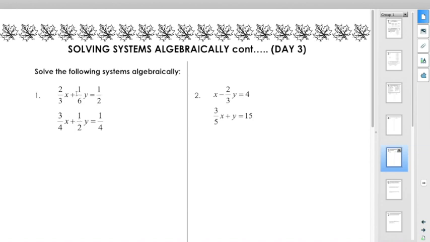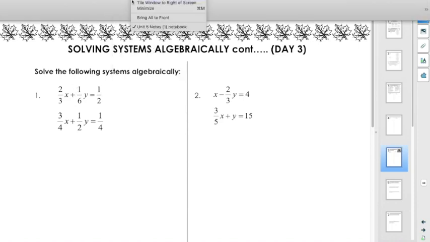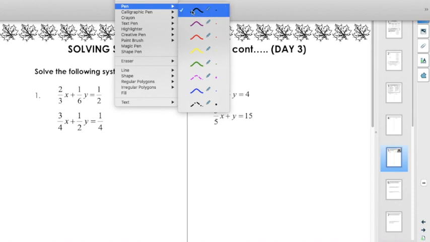So what I'm going to do is substitution, and I'm going to first off get rid of all these fractions in both equations. Before we even do the methods, let's take what we learned about simplifying fractions in equations and let's put that to work, okay? So let me pull up the pen here.